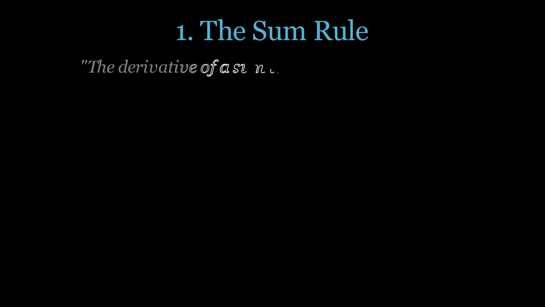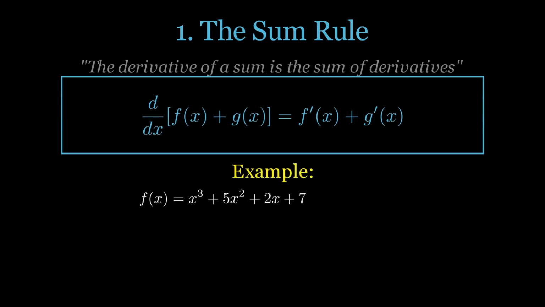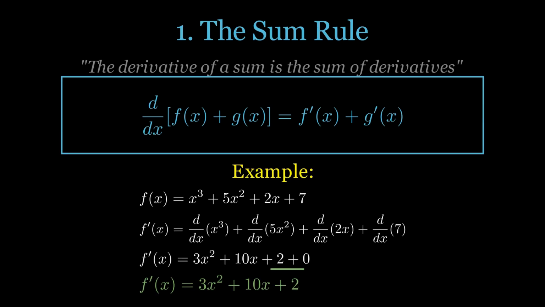The sum rule says the derivative of a sum is simply the sum of each derivative. For example, if you take the function f of x equals x to the power 3 plus 5x squared plus 2x plus 7, and then you differentiate each term, the result you get is just 3x squared plus 10x plus 2. Nice and straightforward, right?